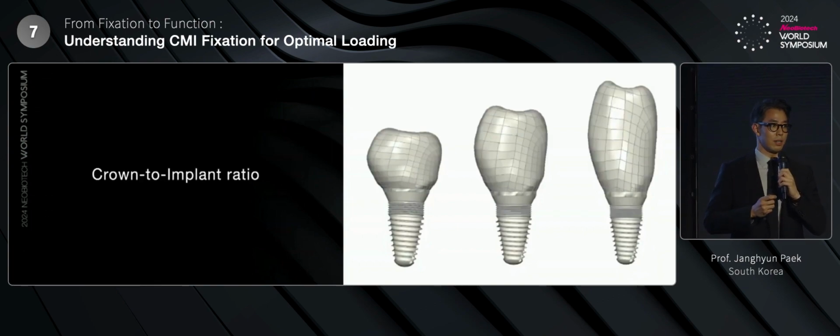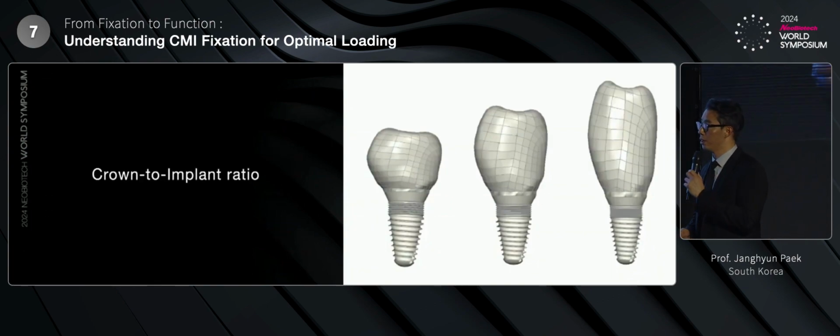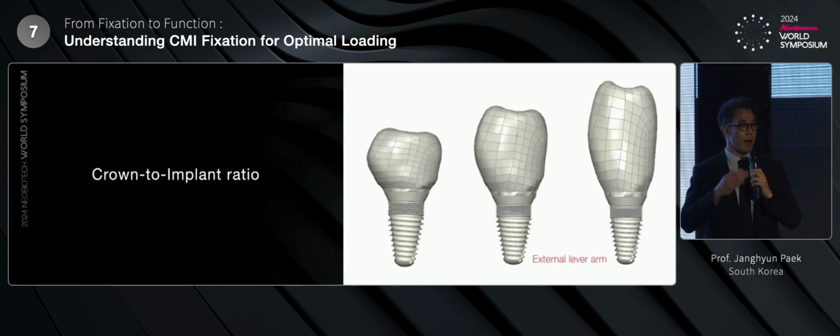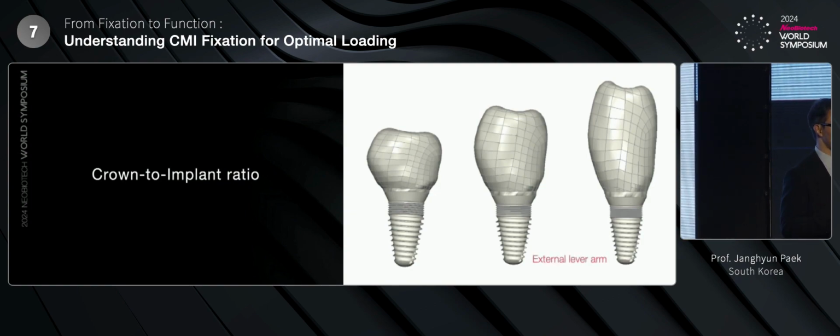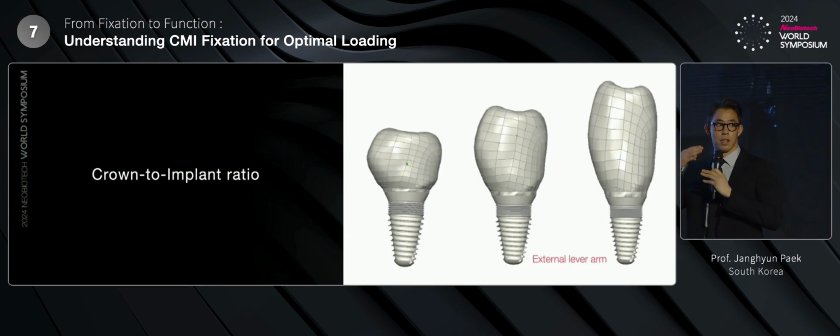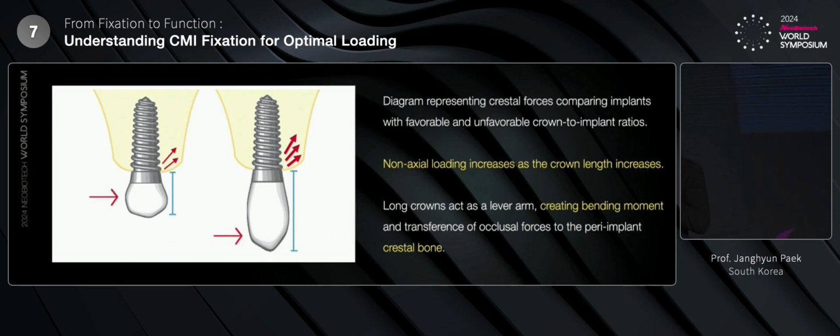This is very important, the crown to implant ratio. As we all know, if we do have the favorable crown to implant ratio, it's very good. However, if the crown gets longer, if the crown gets bigger, we do have an external lever arm. If you can see from this diagram, non-axial loading increases as the crown length increases. So a long crown can act as the fulcrum, and it creates the bending moment to the crestal part.